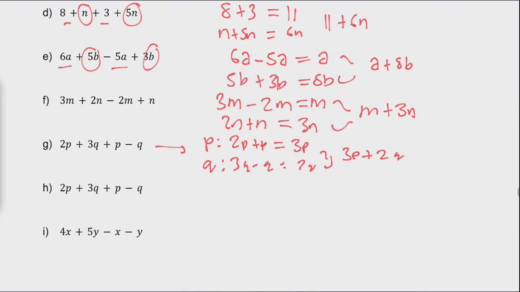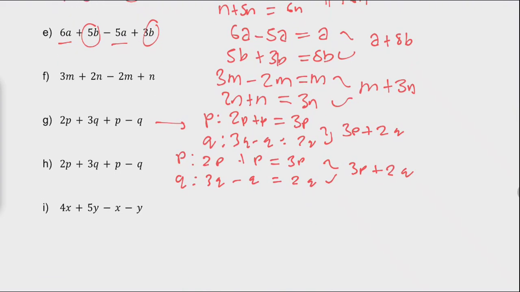Okay, the penultimate question, 2p plus 3q plus p minus q. We've got p's and q's in there. So again, let's look at the p terms. So we have 2p add p is equal to 3p. And then the q terms, you've got 3q minus q is equal to 2q. Overall, we have 3p plus 2q.